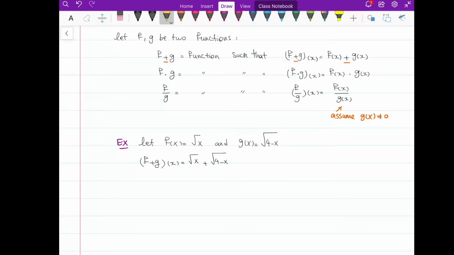For example, f plus g at a point 1 is equal to f at a point 1 plus g at a point 1. F at a point 1 is the square root of 1. G at a point 1 is the square root of 4 minus 1. And then it would be 1 plus the square root of 3. That's how we define it. Okay, let's go to the product. F dot g at any point x is f of x times g of x.